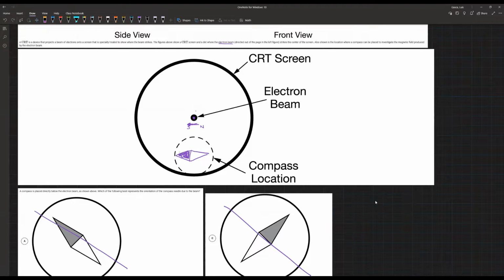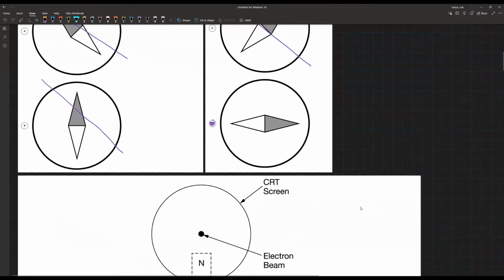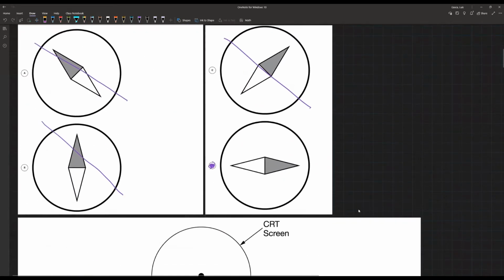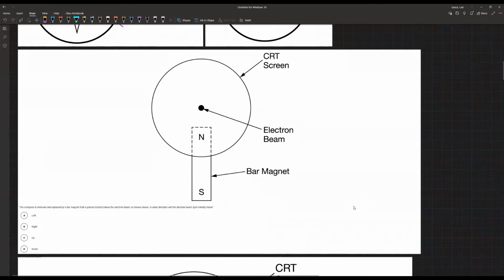Because even though we say the compass points to geographic north, that is actually the south pole of the magnet that represents the Earth's magnetic field. So in reality, it should be pointing towards the southern end, but it doesn't really matter because we only have one compass here that is horizontally oriented. And so this is the best picture. Let's go to the next one.